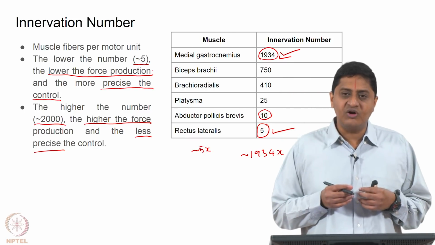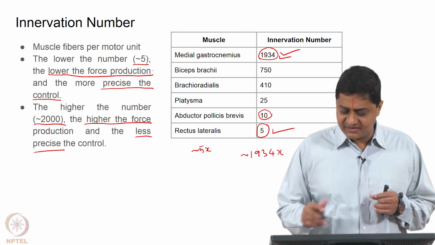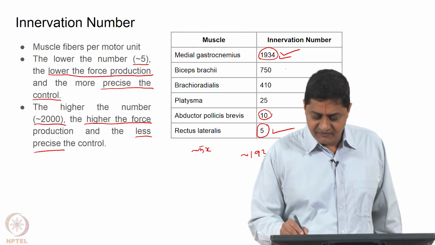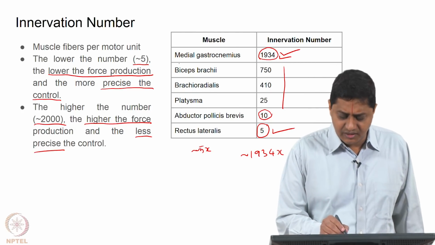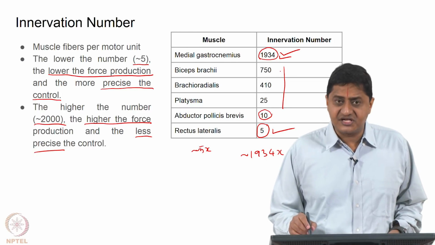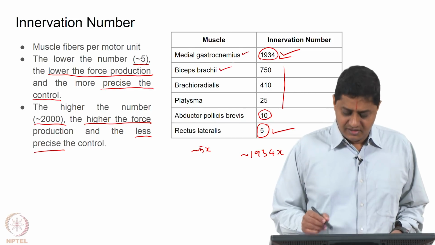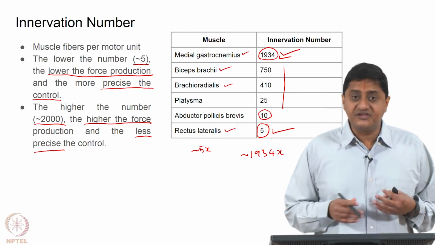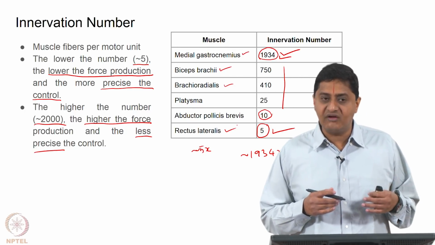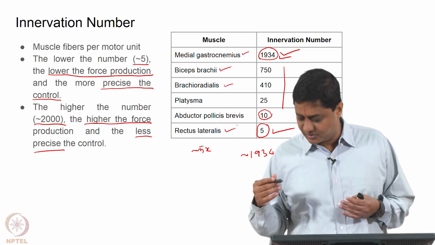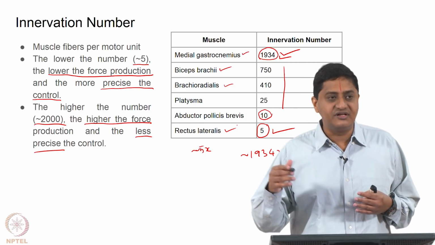Is it possible for me to have both? The answer is yes. It turns out that these are only two extremes. There are also cases with medium or intermediate innervation numbers. Note, I am taking innervation numbers from different muscles here. This is medial gastrocnemius, this is biceps brachioradialis, this is rectus lateralis. So, these are different muscles, these are not the same muscle. However, even within the same muscle, you are going to have a distribution of innervation numbers, ranging from relatively small to a relatively large number.